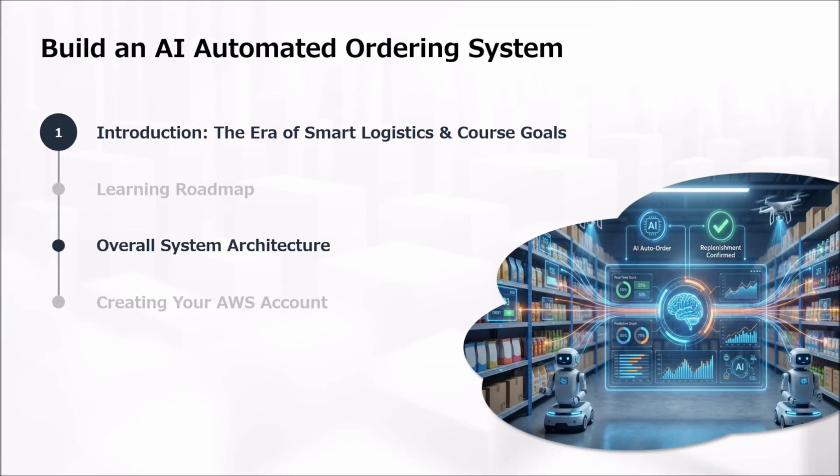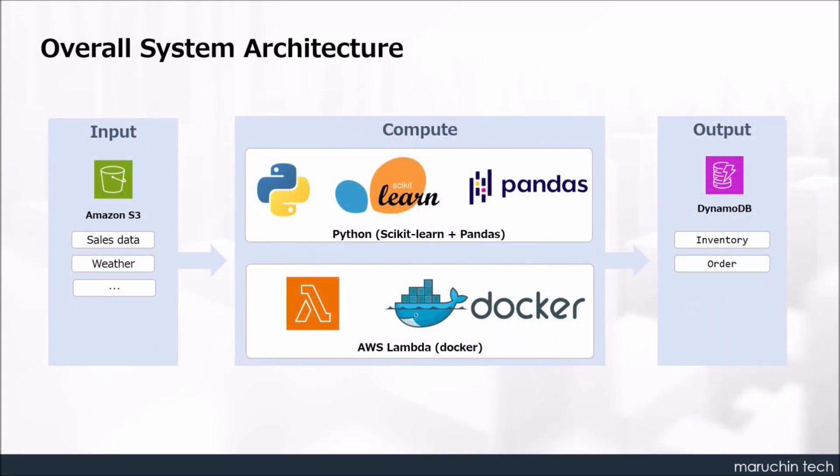Now let's dive into the system architecture. We will implement this entire pipeline on the AWS cloud. Here is the high-level architecture of the system we are going to build. Starting from the left, we use Amazon S3 as our data lake. S3 is a scalable object storage service. We will use it to store historical sales data and weather records.